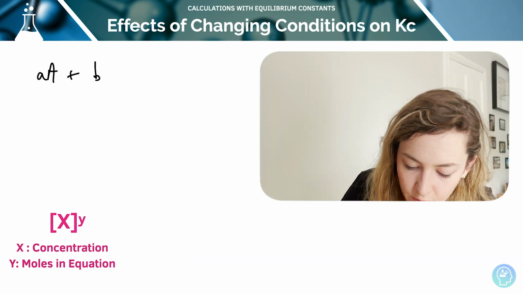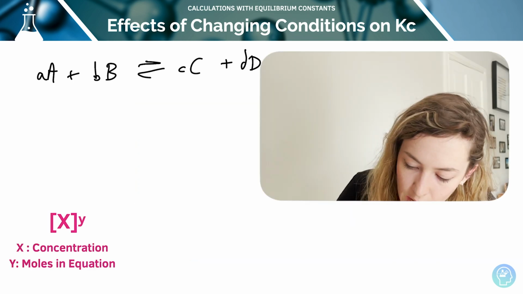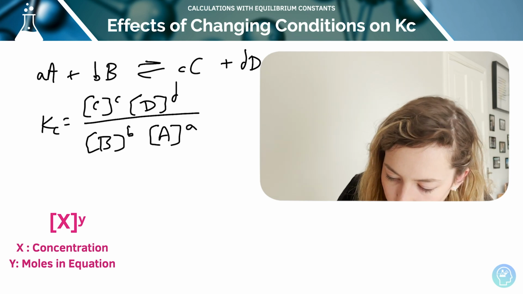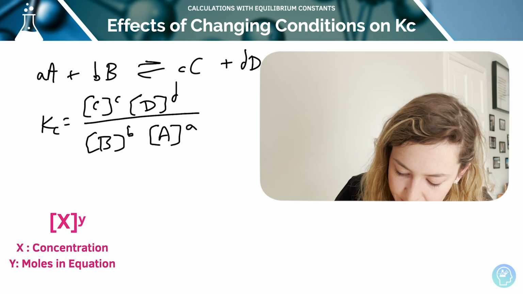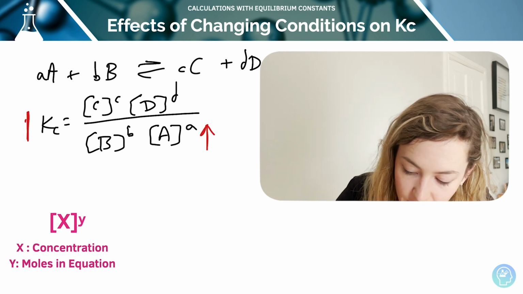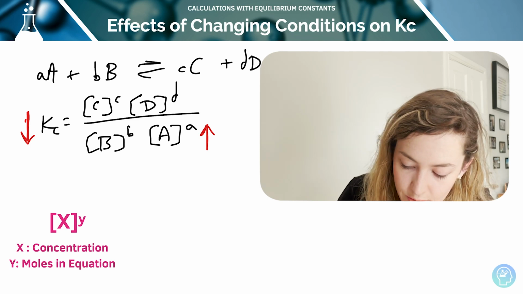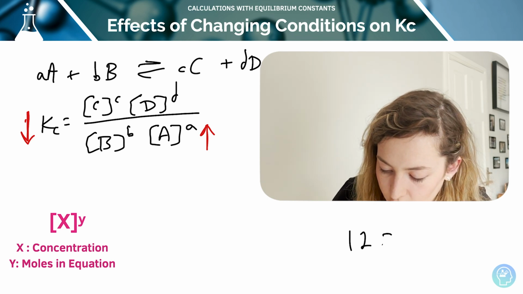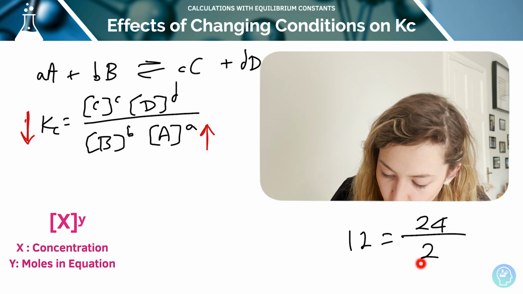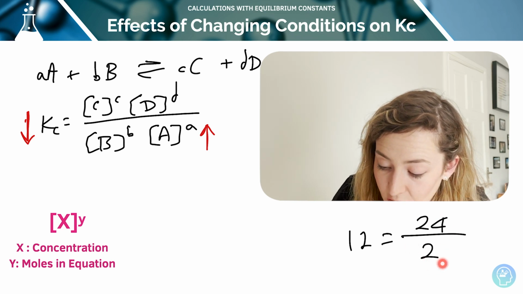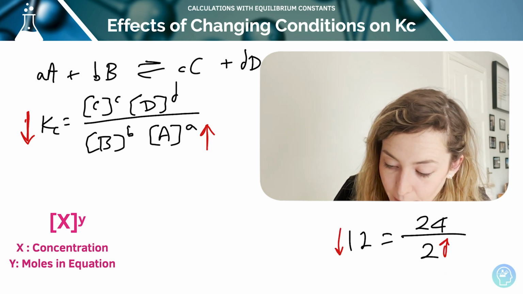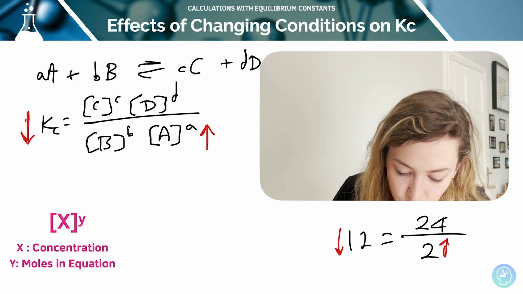Then if we create our equilibrium again, we're going to write our expression for Kc. If we increase the amount of the reactants, for example, you can imagine that we're going to then decrease the equilibrium constant. Again, if I create a dummy equation, I know that 12 is 24 divided by 2. If I divide 24 by more, I'm going to decrease this value here. Again, it helps you remember it.